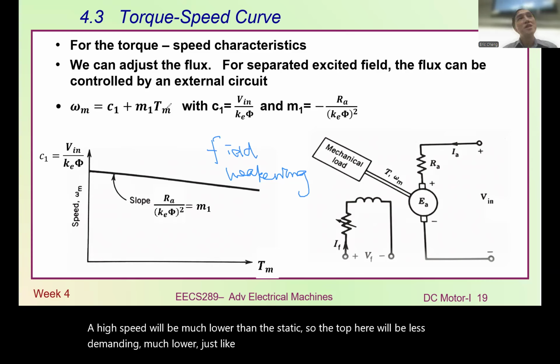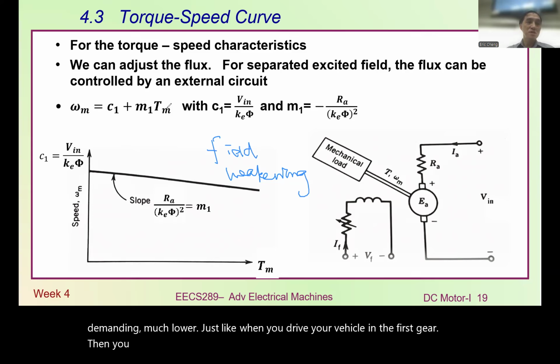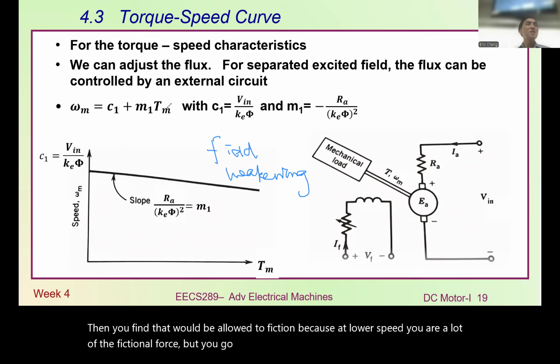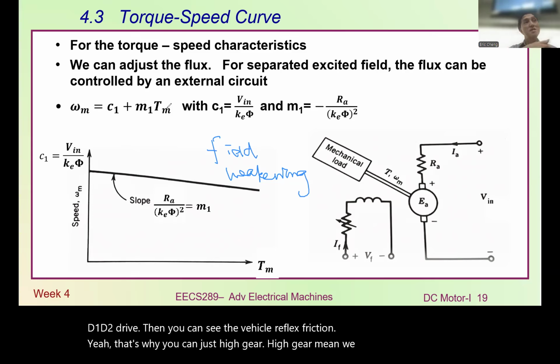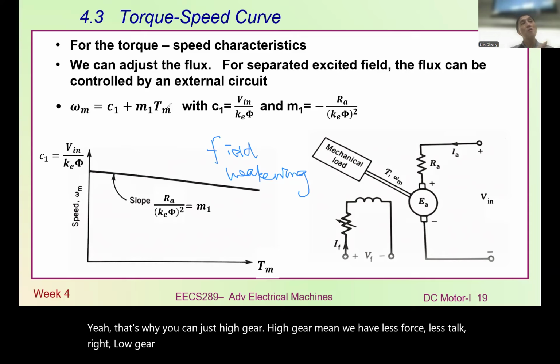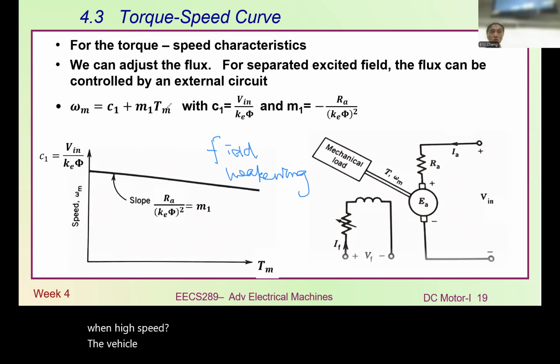Just like when you drive your vehicle in first gear, you find there is a lot of friction, because at low speed you have a lot of frictional force. But when you go to fifth gear or high speed, D1, D2 drive, you can see the vehicle has less friction. That's why you can use high gear. High gear means we have less force, less torque, right? Low gear, you get more force, more torque. Why is that? Because in high gear, at high speed, the vehicle can use less torque to operate.